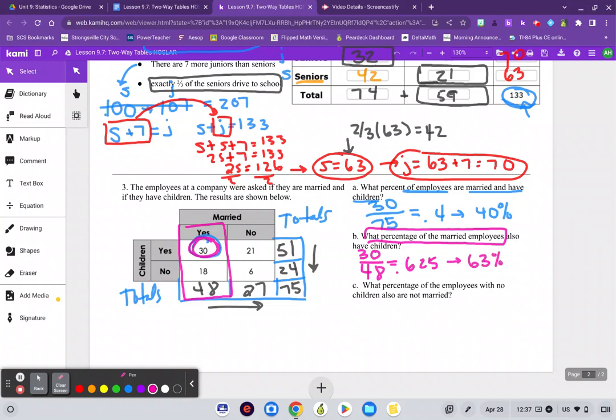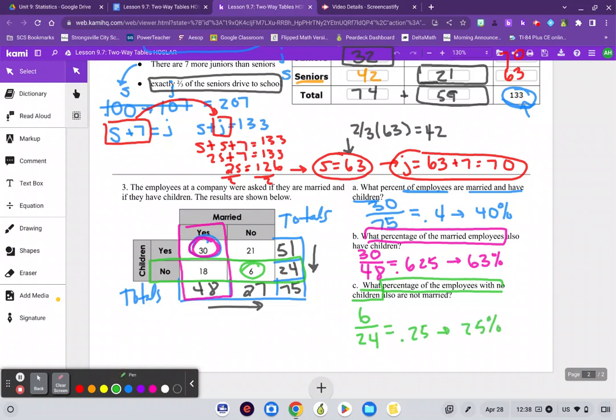And then C says, what % of employees with no children? So here's my condition. What percentage of employees with no children? So that means that I'm looking at this row here. So my total is out of 24. Are also not married. So I'm looking at a no-no. I'm looking at 6 out of 24, which is 0.25 or 25%.